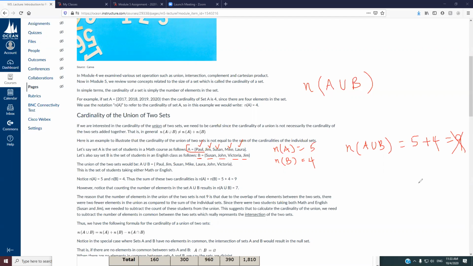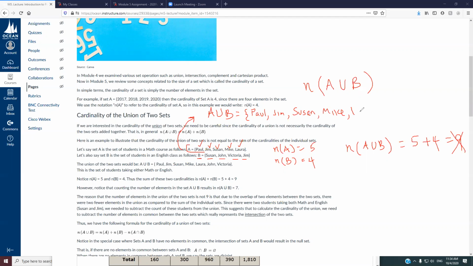The reason is there's some overlap between these two sets. To see that, let me form the set A union B. You remember A union B means combine all the elements of both sets together, but you don't repeat any elements. So if I was to list out the elements in A union B, I'm going to list out all the elements in set A first. That's Paul, Jim, Susan, Mike, Laura.